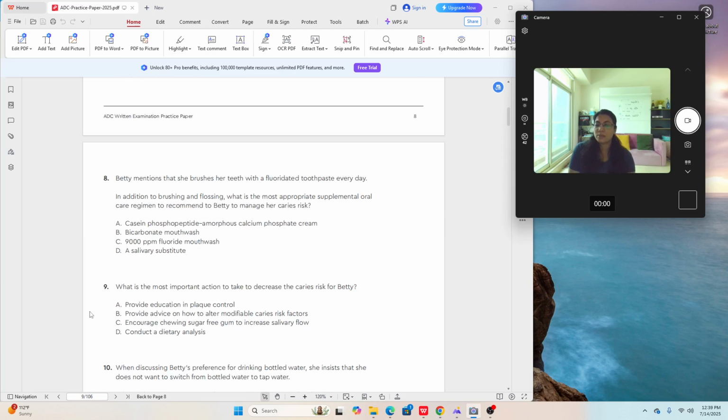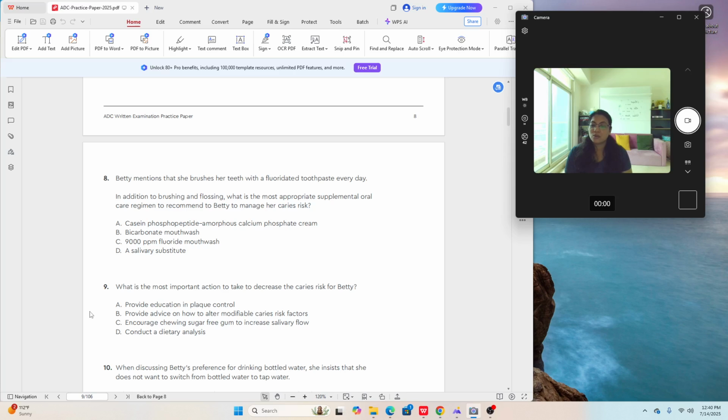Now, what is the most important action to take to decrease caries risk for Betty? Most important action. This word 'most' just kind of drains you out, because all the options are correct, and in instructions you will give all these options to the patient, but you have to choose just one. This is not fair, right? Provide education in plaque control. Well, the question is not mentioning that she actually has plaque, so I'm not going to go with that option.